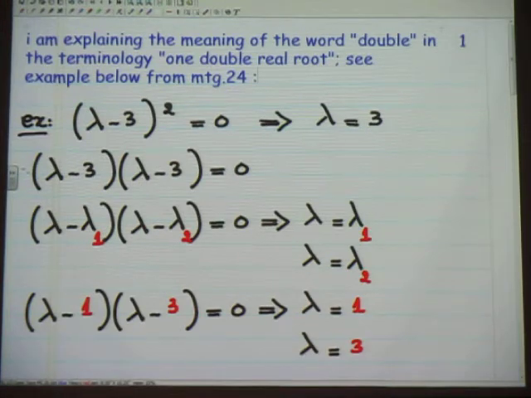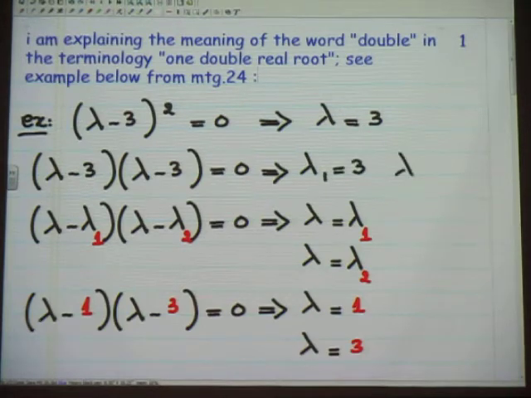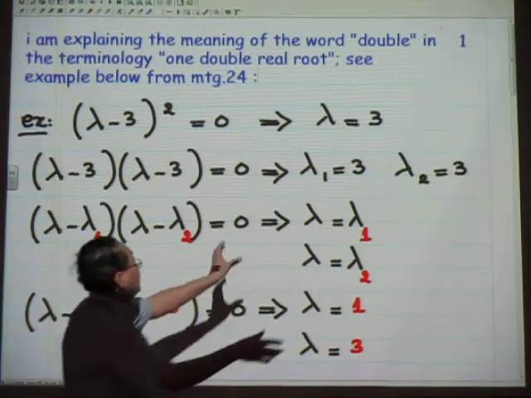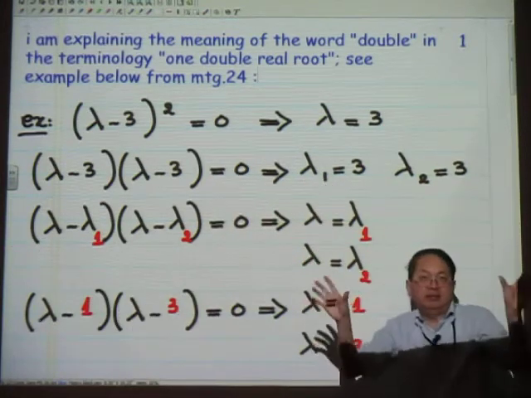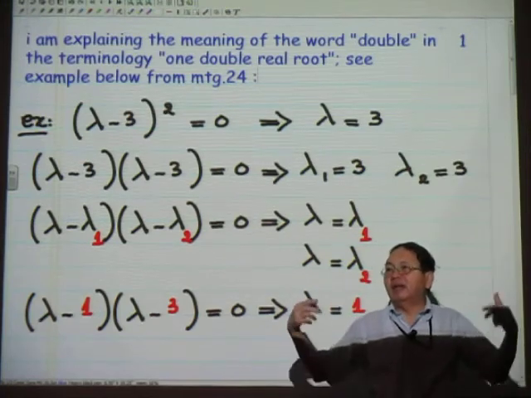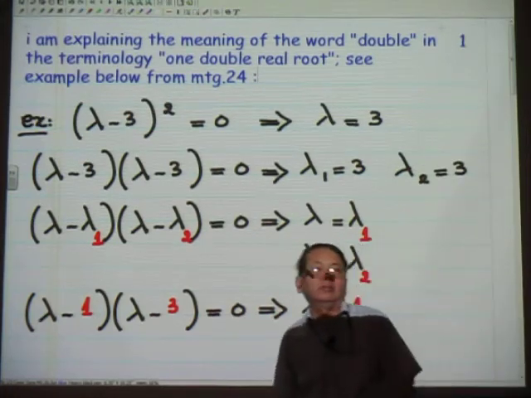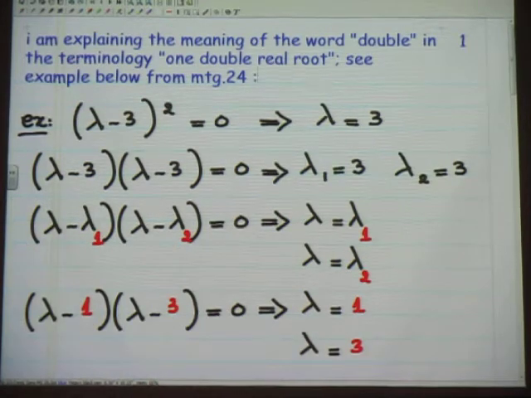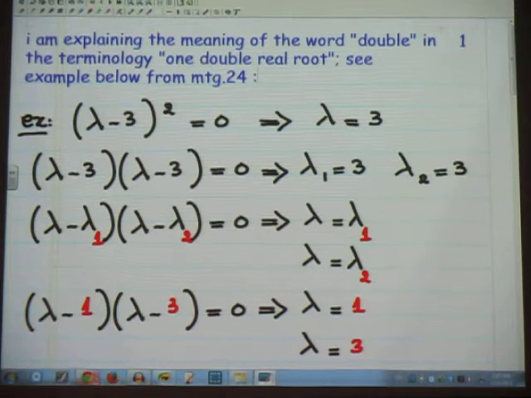So what it says here is that you have two roots, and if we call lambda 1 the first root, and lambda 2 the second root, then they have the same numerical value. So that's why it's double, because it's the same number, like a root twice. That's why it's called double, but there's only one numerical value. Okay, so that's the meaning of the word double. Any questions on this?